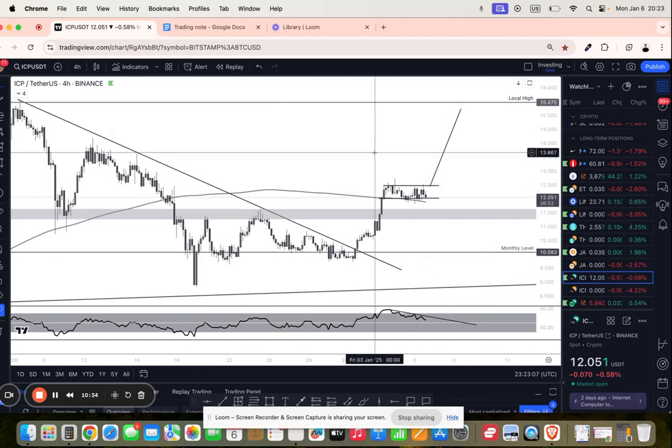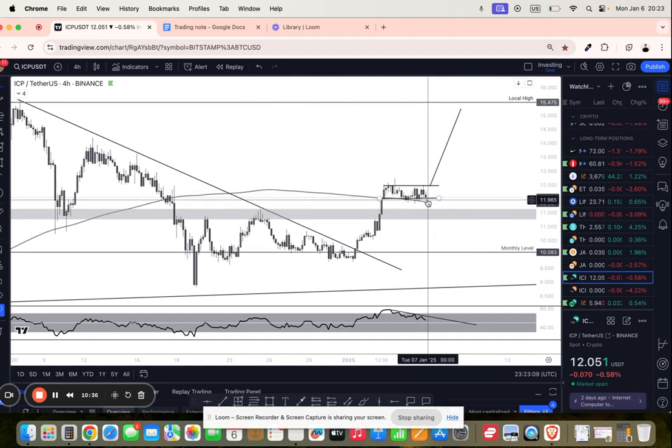What we don't want to see here is ICP breaking below this 200 SMA, because that would be quite negative and would make a return to some of these lower levels more probable. But for the moment, that's not the case. We're just waiting for this breakout, the breakout either of this resistance level or of our RSI here, which is down sloping as well.